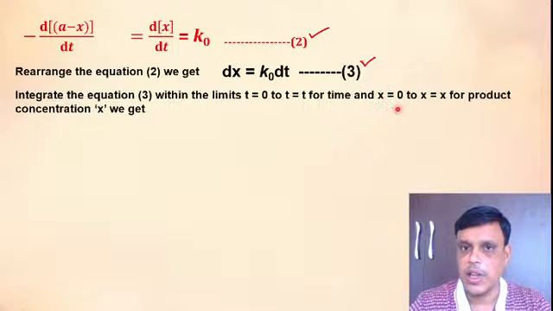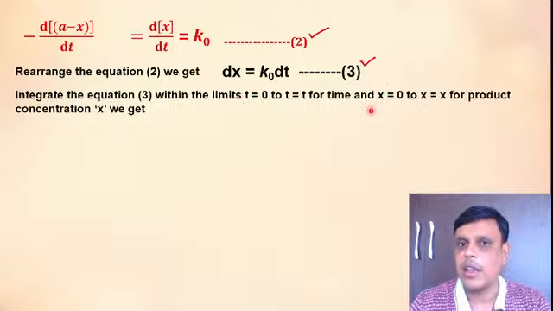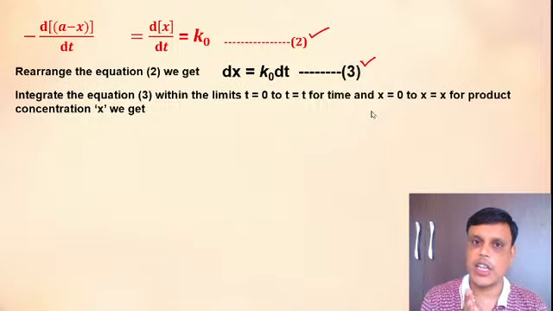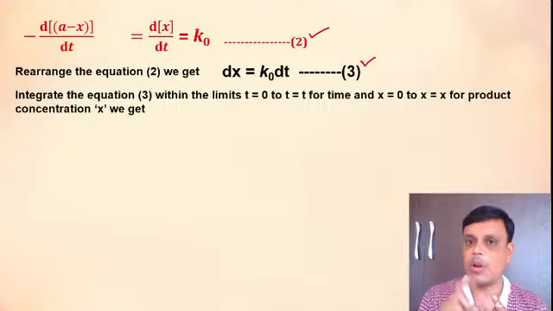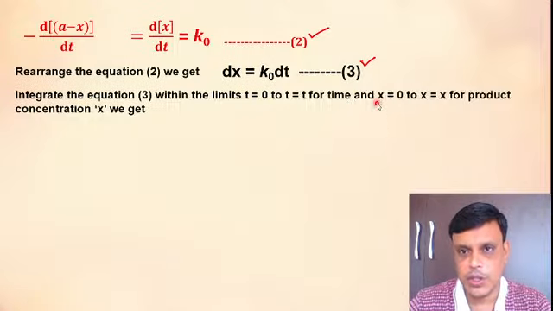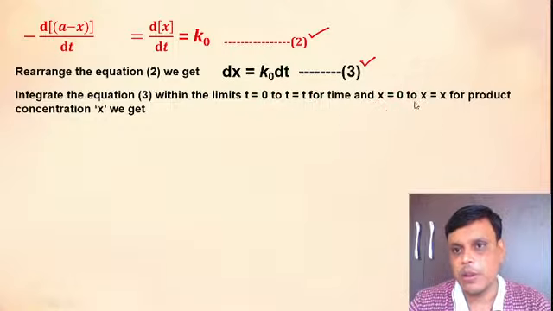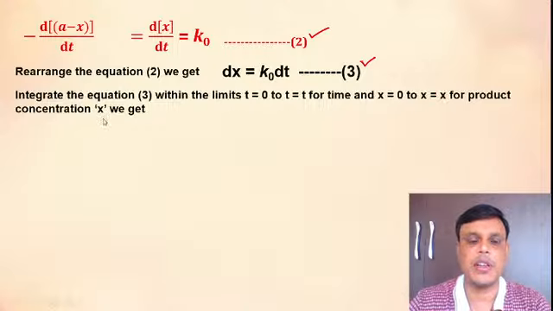This is your product. At time t, x will be x, and at time t equal to 0, x will be 0. That means the reaction has just started. At that time x, which is the concentration of the product, the number of moles of product, will be 0. So at time t equal to 0, x will be 0, and at time t, x will be x for the product concentration.